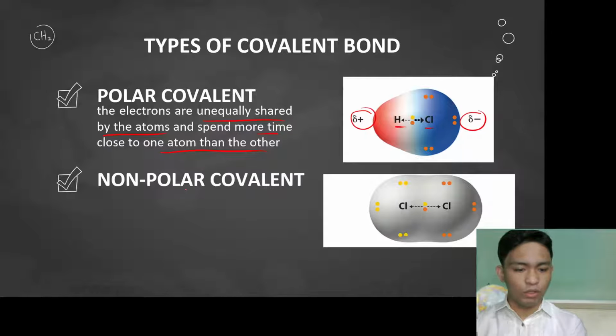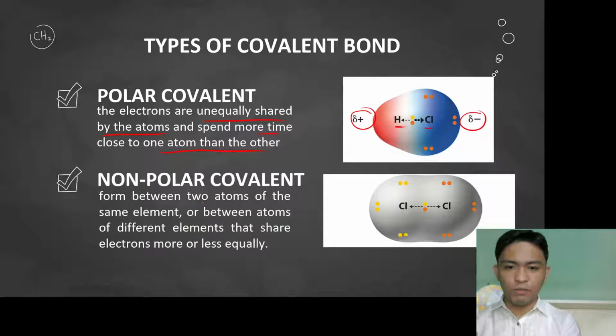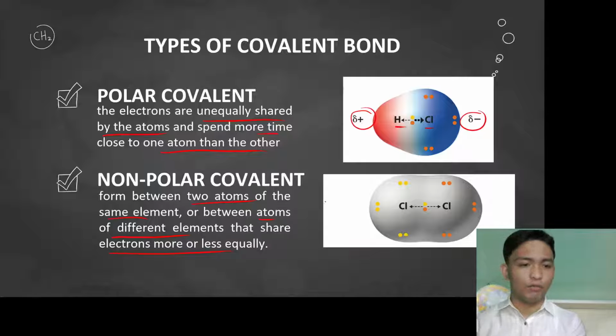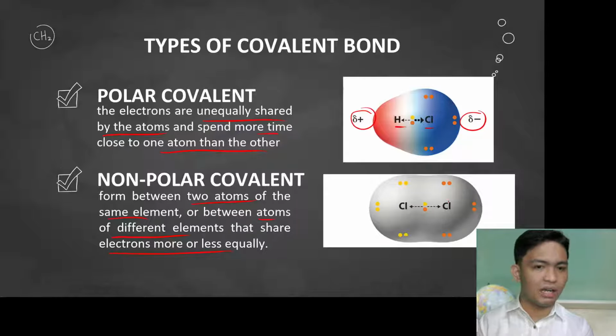Kapag non-polar covalent naman, forms between two atoms of the same element, or pwedeng atoms of different elements that share electrons more or less equally. So, in this case, kapag halos pantay yung distribution ng ating electrons dun sa compound na na-form, so that results to a non-polar covalent bond. Sa chlorine, magkapareho naman silang bilang electrons, so pantay lang. So that's a non-polar covalent bond.